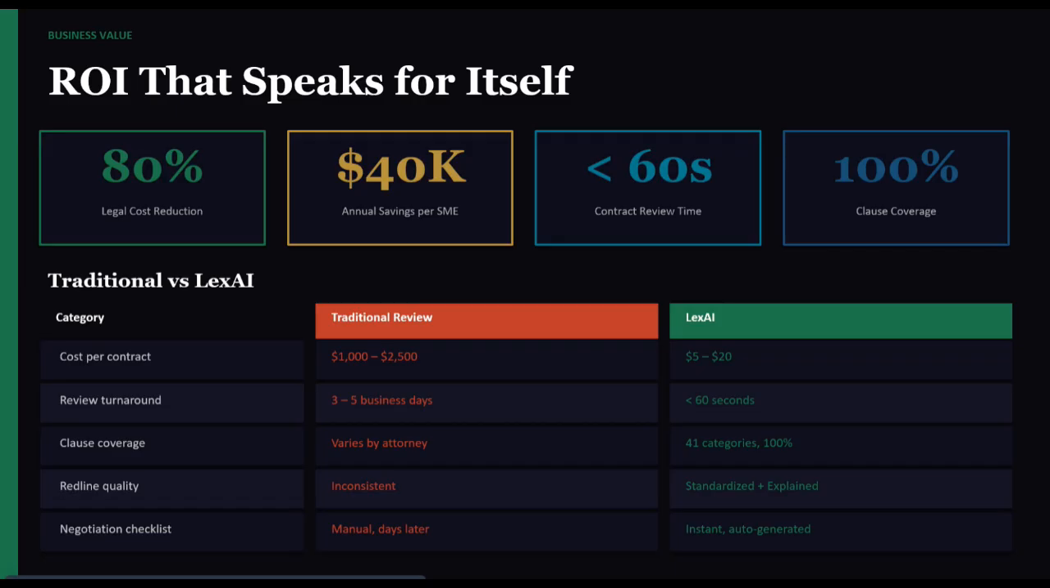Then you have traditional versus LexAI. Okay, category: you have the cost per contract, the review turnaround, the clause coverage, the redline quality, negotiation checklist. Then you have traditional review compared with the LexAI, and you see LexAI does far better than the traditional method.